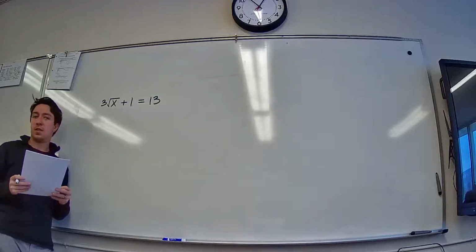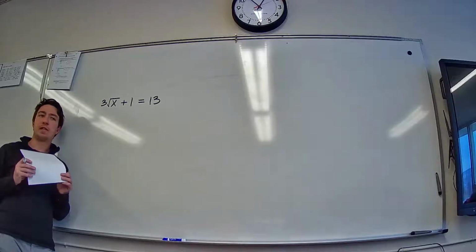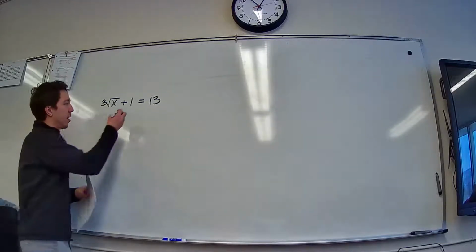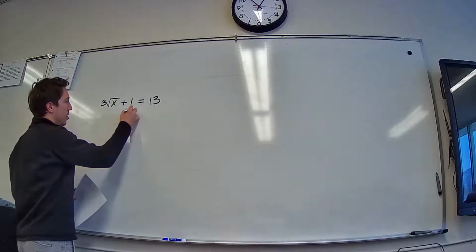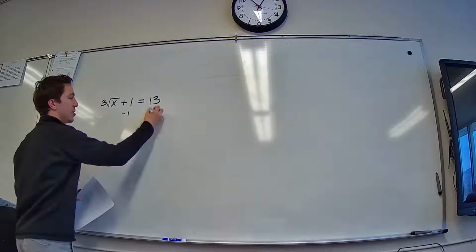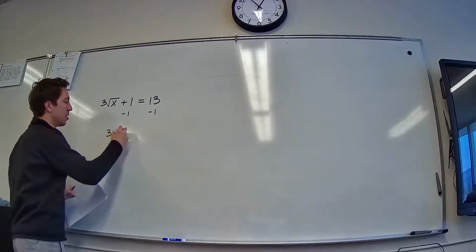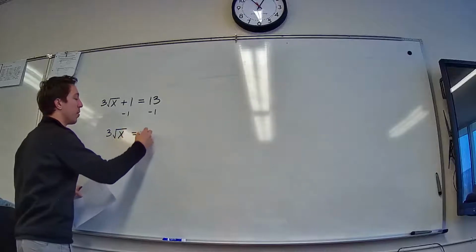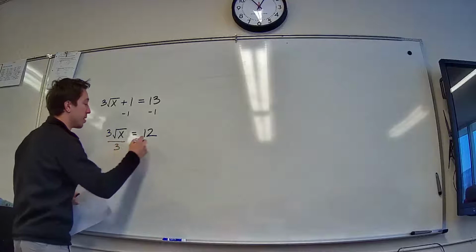What did he say? Plus or minus? Okay, what's the first thing we should do here? What's our first step? Subtract 1. You don't have to do this, but I'll do it for this first example. Subtract 1 from both sides. Now what? Divide by 3. Divide both sides by 3.